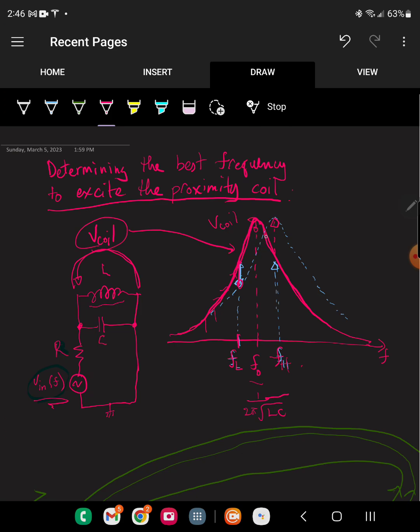So it's probably best to excite the coil either on the lower end or on the upper end of the resonance to get the most dramatic effect, right? To get either the largest voltage increase or the largest voltage decrease for your sensor. That's it.